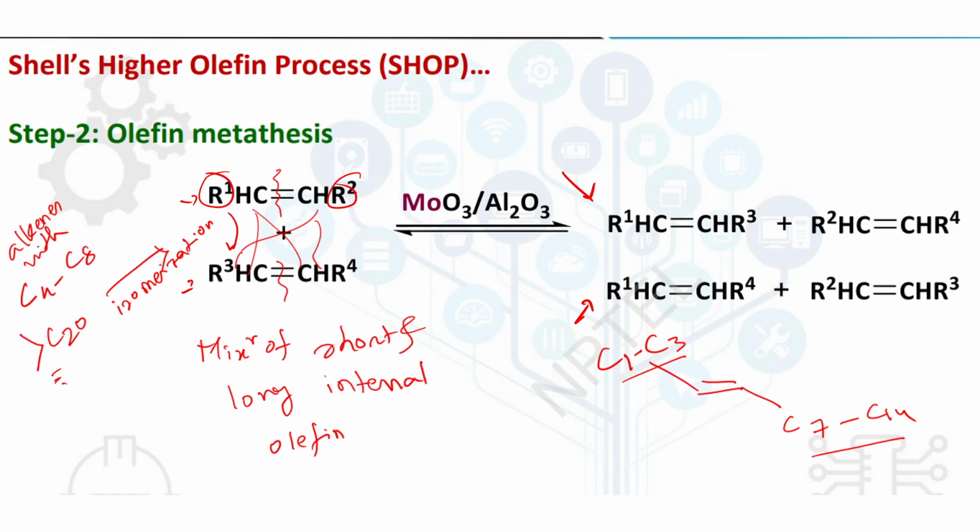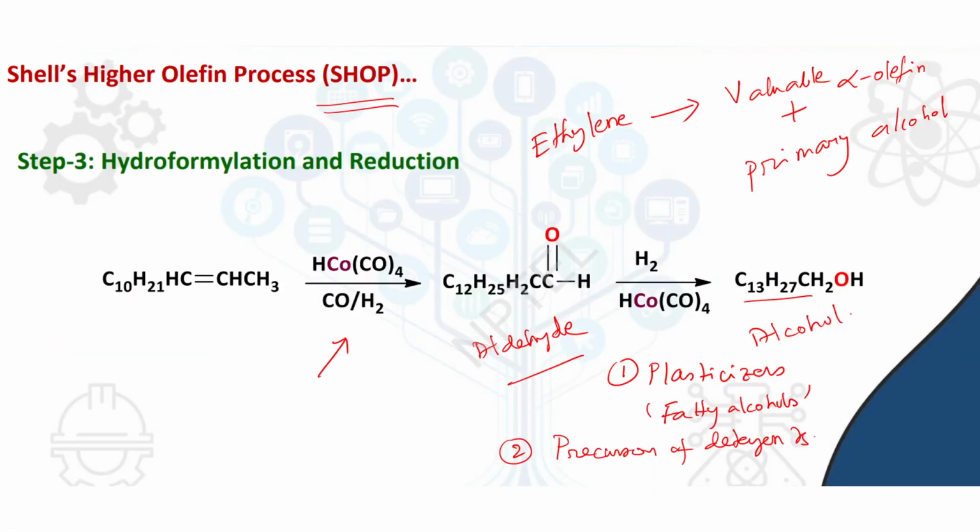And obviously there are two options also there. When this happens, then R2, R3, R2, R4, this combination should be there. So this is the second step, which is olefin metathesis. And lastly, hydroformylation is done with that cobalt catalyst, sorry, cobalt carbonyl.